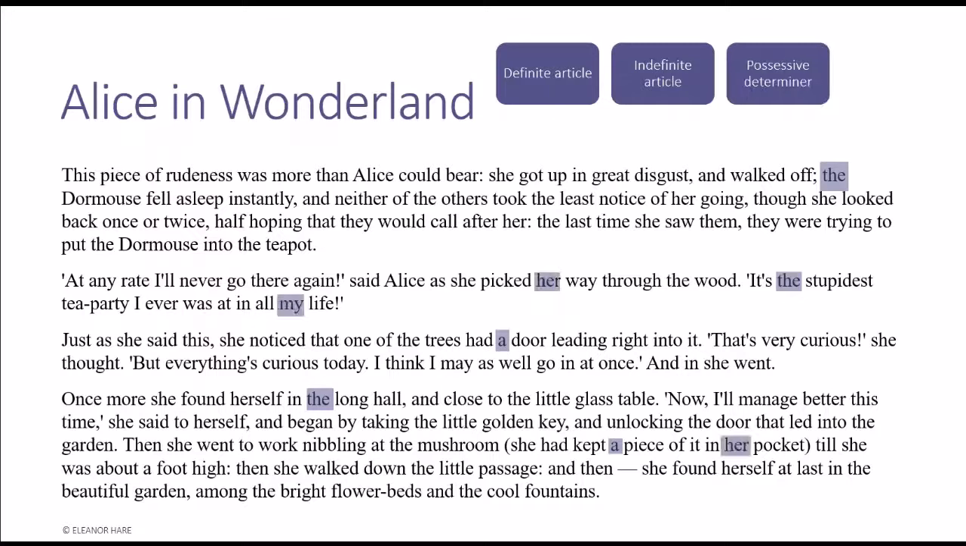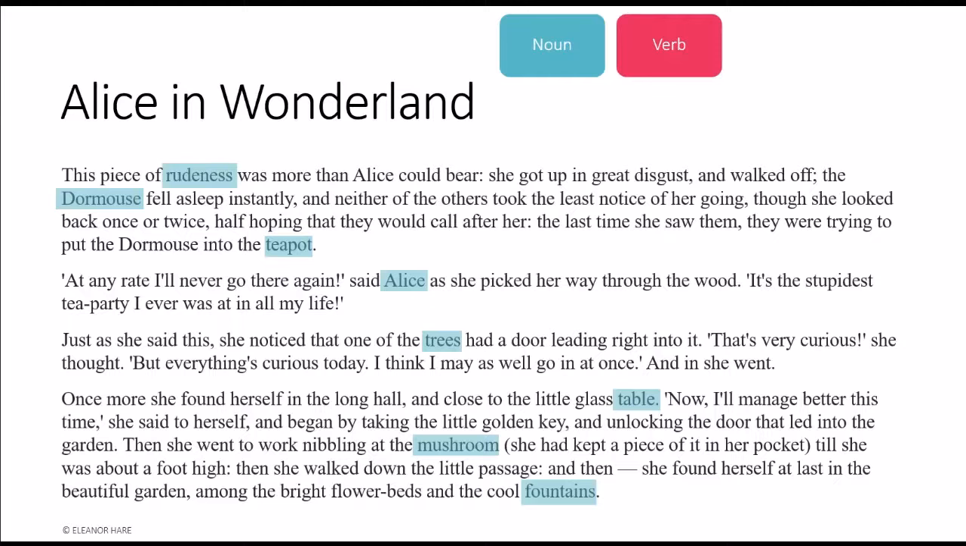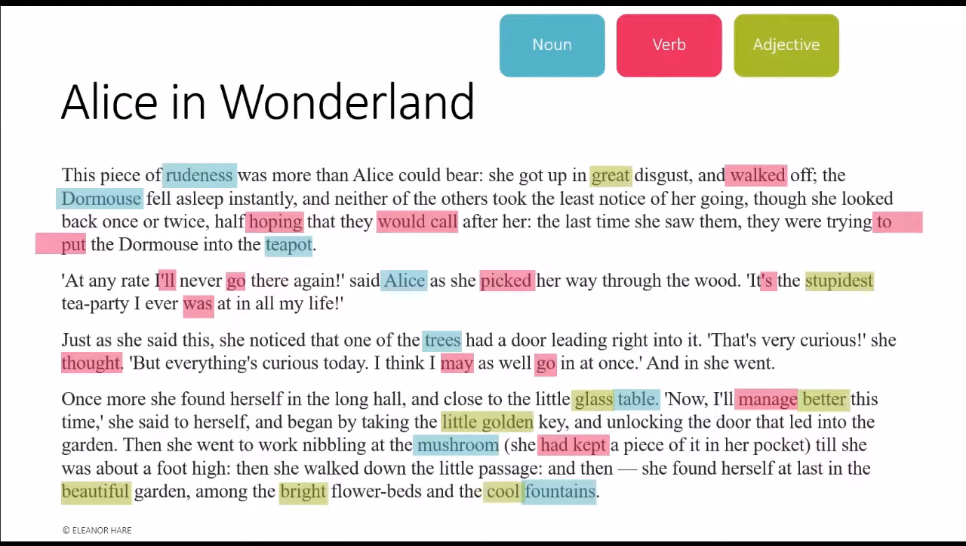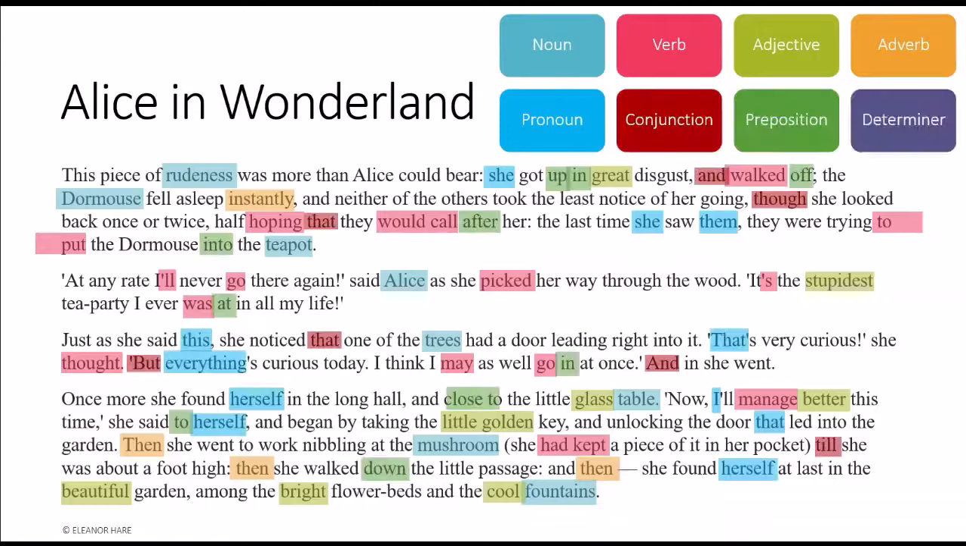Some possessive determiners here: my life, her pocket, and her way. And demonstrative determiners: this piece of rudeness and this time. These are things I've commented on before. Now here's just a summary slide, all of the things I've highlighted in previous slides. Obviously there are more examples of these features, but I hope this was sort of a helpful introduction.